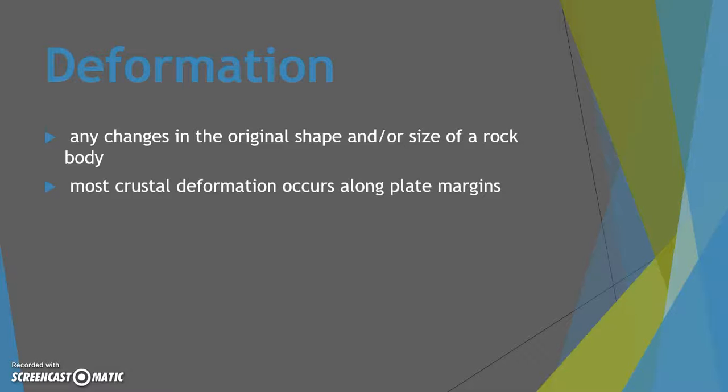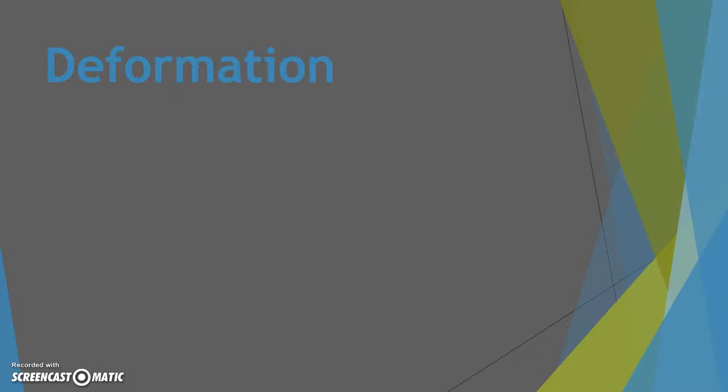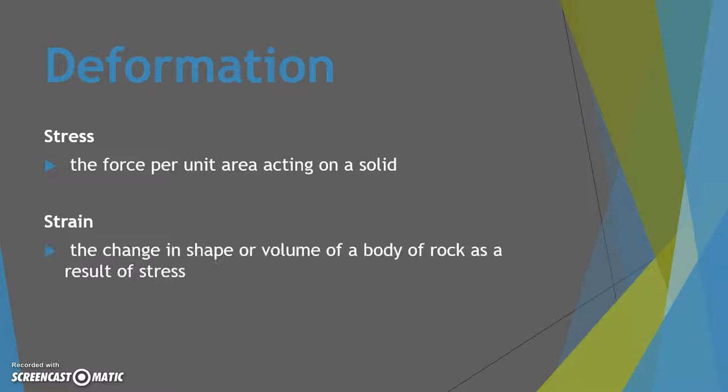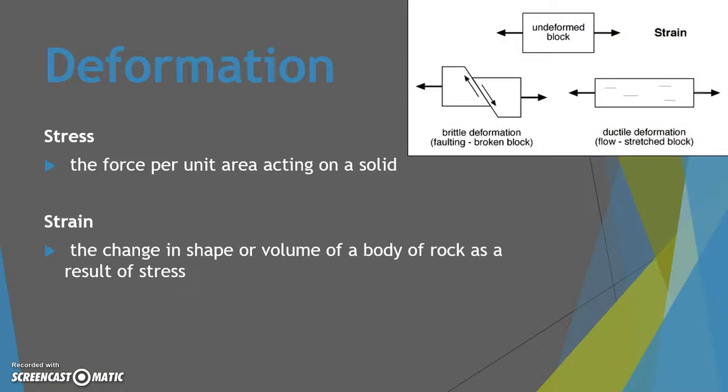All of your crustal deformation is going to occur along a plate margin, so at a divergent or a convergent plate boundary. And that deformation can happen in several ways. You have stress, which is a force per unit area acting on a solid. You have strain, which is the change in shape or volume because of stress. So it can change in brittle deformation or ductile deformation. And we'll take a look at both of those in just a minute.